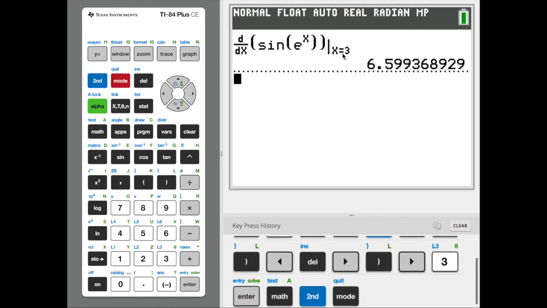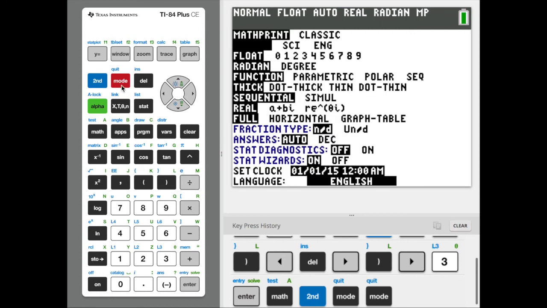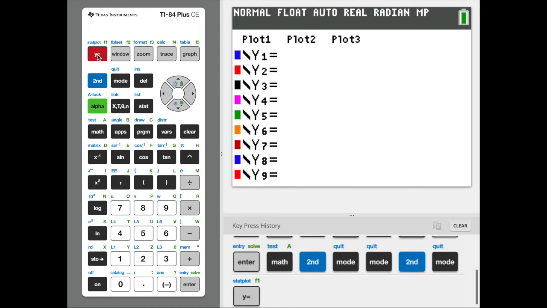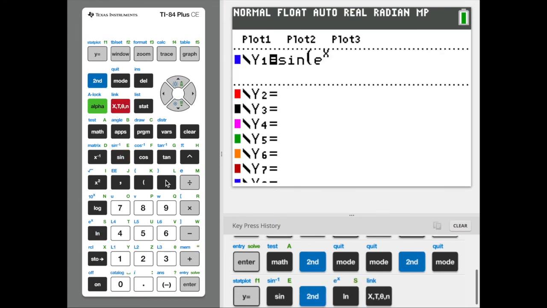Now, in addition, your calculator can actually sketch the derivative of a function as well if we tell it a particular thing. In this case, let me just check to make sure that I'm in radian mode. I am, great. We can go to the y equals screen, and I'm going to put in the function sine of e to the x, and close those parentheses.